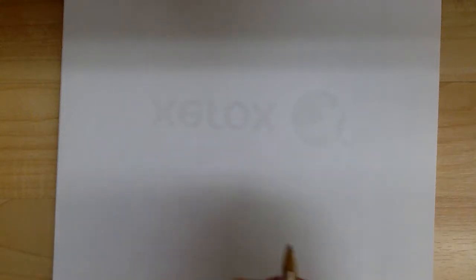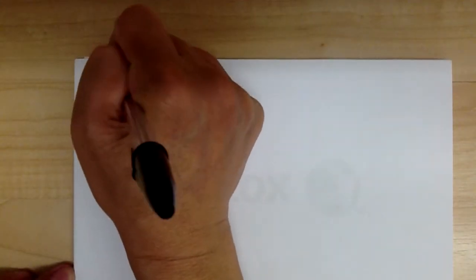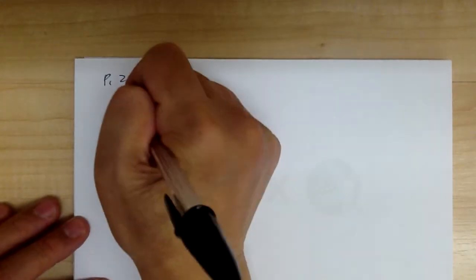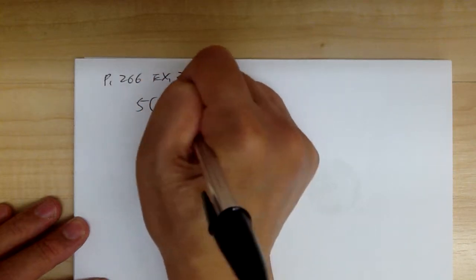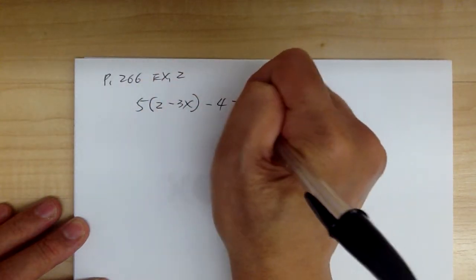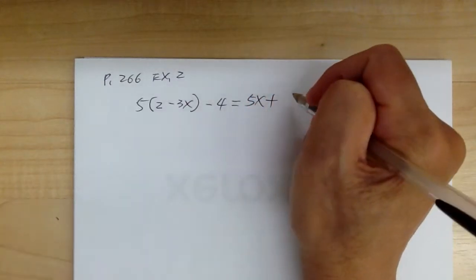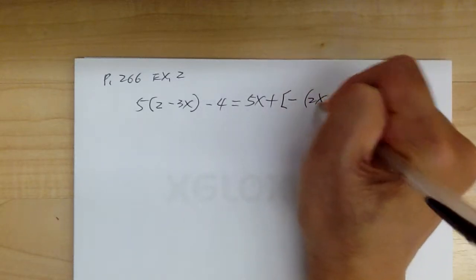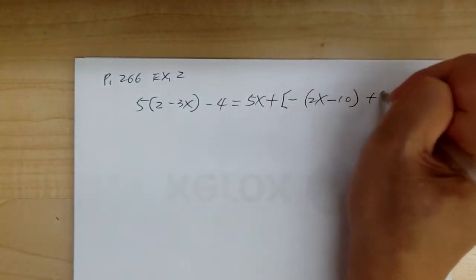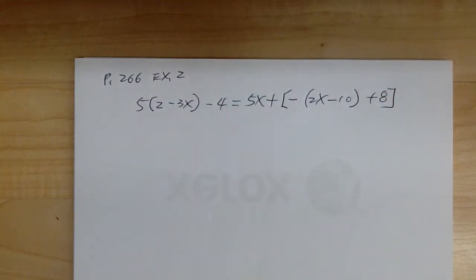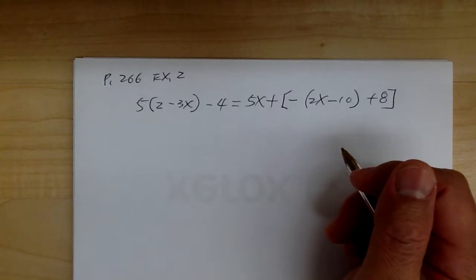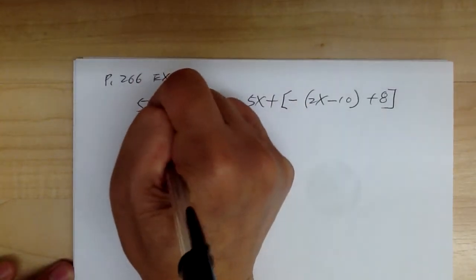Okay, let's go to example 2. Example 2, you're solving 5 times (2 minus 3x) minus 4 equal to 5x plus, now this is a more complex grouping symbol. You have the bracket, minus parentheses 2x minus 10 closing parentheses, plus 8. Make sure you show your steps. Do one step at a time. So first, let's get rid of the parentheses. Let's distribute to get rid of the parentheses.